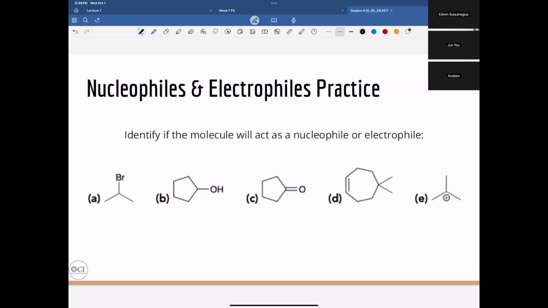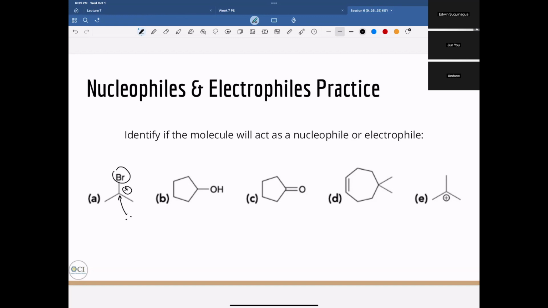So for A, we can tell that this molecule is going to be an electrophile because a nucleophile, an electron-rich species, can come and attack this carbon, which is an electrophilic carbon, because this bromine group is a very good leaving group. And if the bromine group leaves, it's going to bear a positive charge on the carbon. So that's a very electrophilic carbon. So partial positive charge, even at that form.